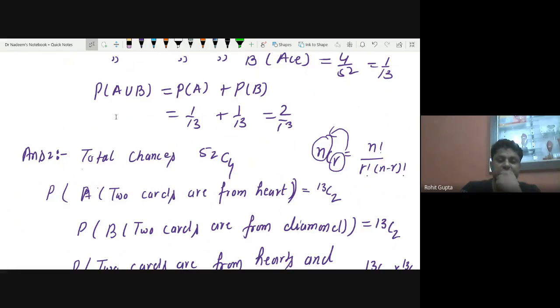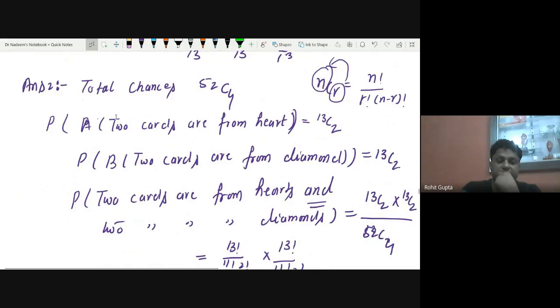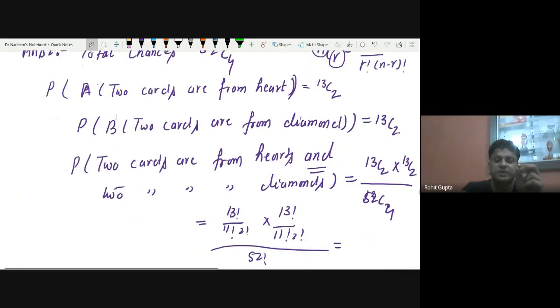And the probability that 2 cards are from diamonds, then the favorable chances are 13C2. And the probability that 2 cards are from hearts and 2 cards are from diamonds. So 13C2 into 13C2 divided by 52C4 is the final answer.